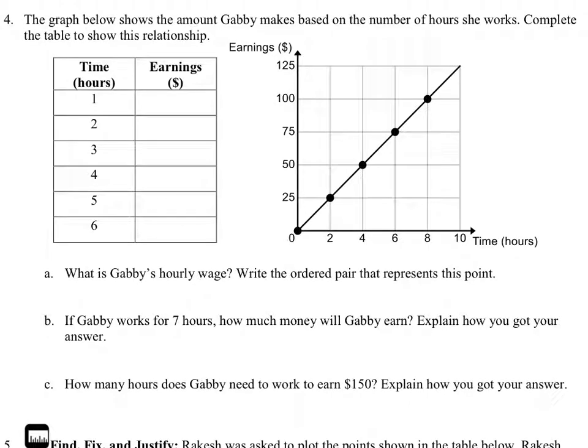The graph shows the amount Gabby makes based on the number of hours she works. Complete the table to show this relationship. All right, so we can see that the table doesn't tell us anything, neither do the words, but the graph does on this one. This is why labels are important, because if we don't label these, it's kind of hard to tell exactly where they are. But we can see that the 25 line connects with this point right here. So this was 2 hours for 25 bucks.